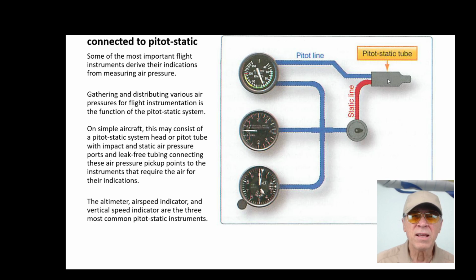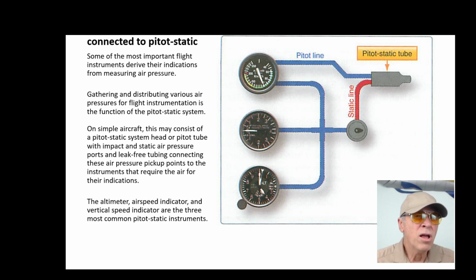And the pitot tube is a pitot tube, which usually points into the airstream. Of course, the static line does not. It's off to the side, and between the two they can measure the difference of pressure, which can be interpreted into these three instruments.